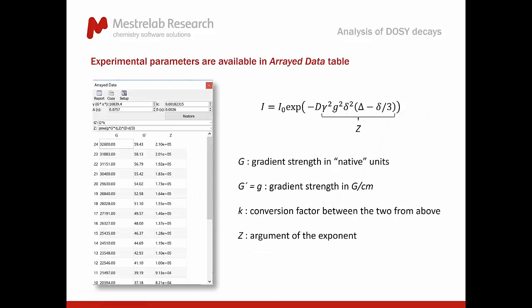So basically these are the coefficients in here, take that into account. Right, so what happens in MestReNova? MestReNova can help you to process this data, and MestReNova automatically loads some of these parameters from the experimental data you have got. So where to find it? Let me switch to MestReNova.